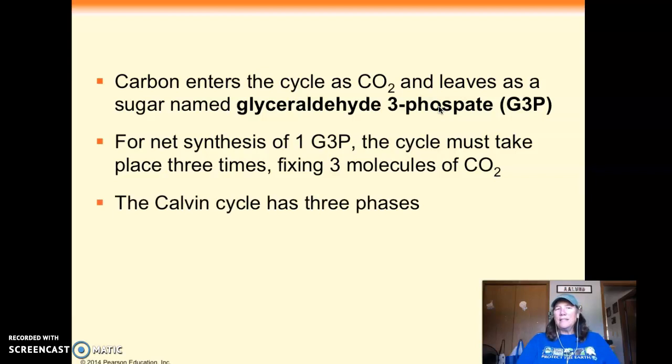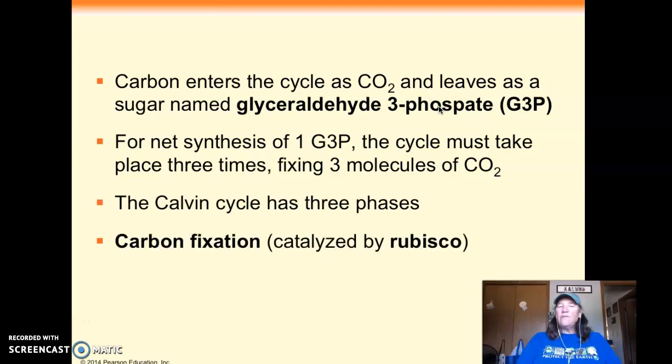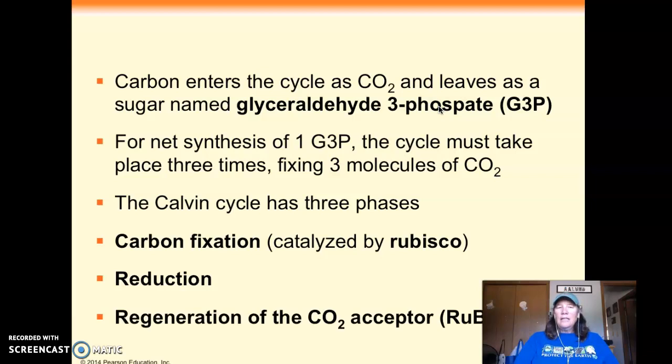You have 3 phases to the Calvin cycle. One is where it fixes the carbon, and it's catalyzed by something called Rubisco. To me, that sounds like something you should pick up at Starbucks in the morning. I'll have my latte and a Rubisco on the side, but it's not. It's an enzyme. So first we fix the carbon. Then we reduce it so that we can add our hydrogen. And last but not least, we regenerate the RuBP, which accepts the carbon dioxide. We use it, but we don't use all of it. These names aren't important, you guys.